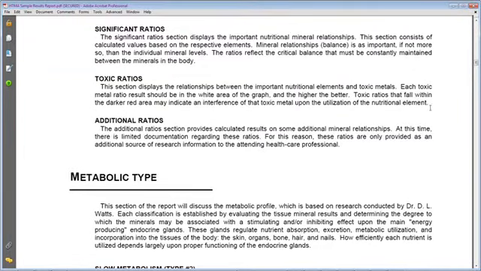Significant ratios. The significant ratios section displays the important nutritional mineral relationships. This section consists of calculated values based on the respective elements. Mineral relationships, balance, is as important, if not more so, than the individual mineral levels. The ratios reflect the critical balance that must be constantly maintained between the minerals in the body.